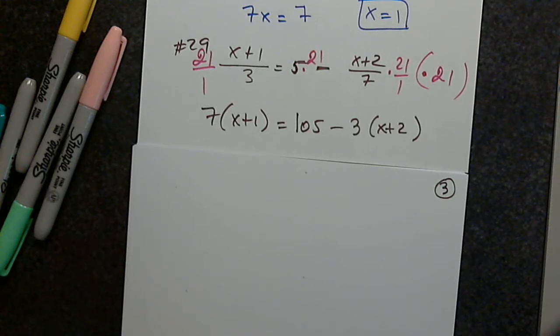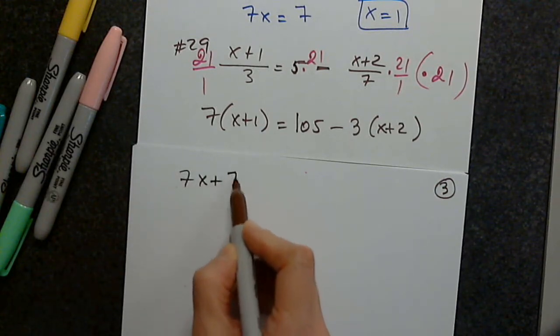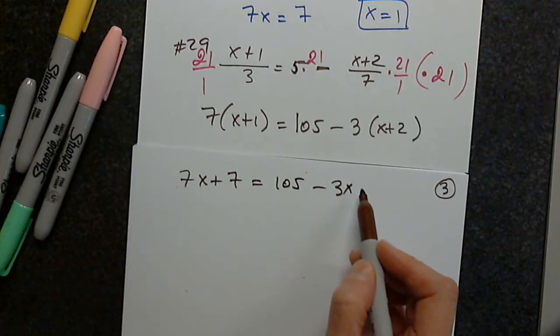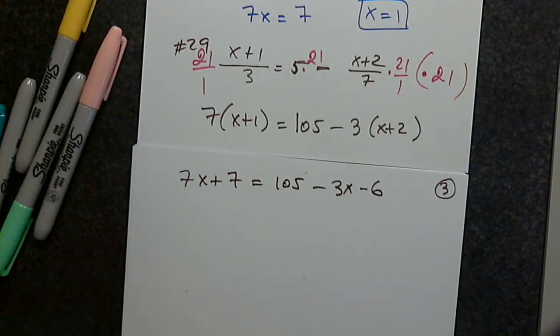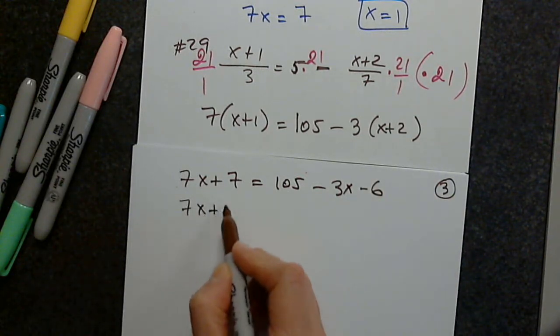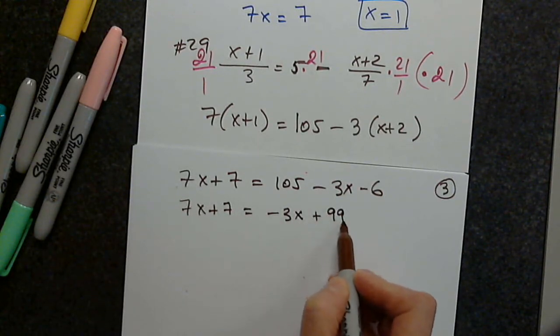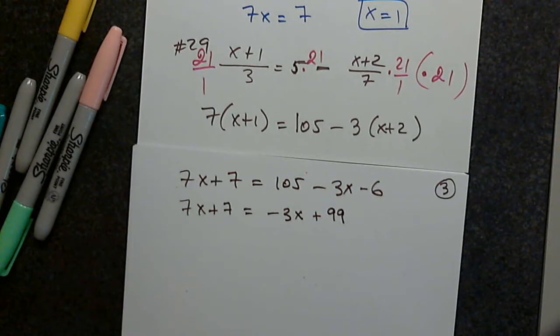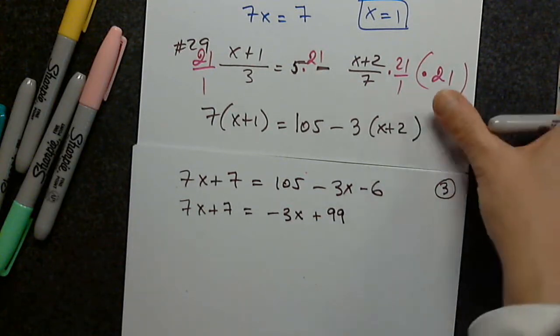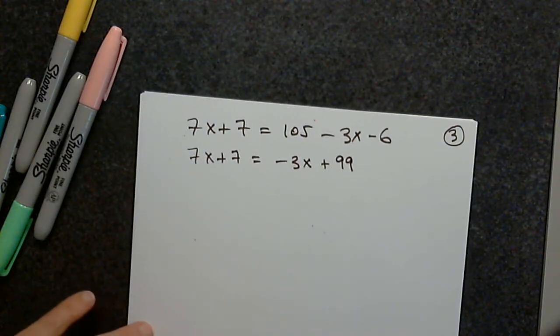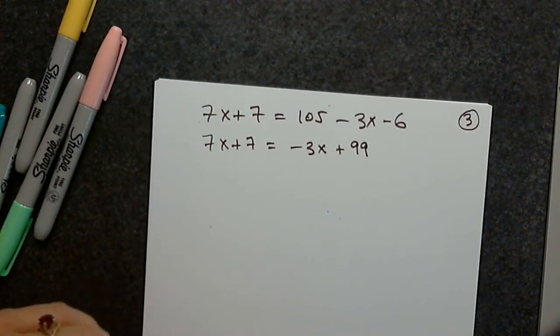Very good. 7x plus 7 equals 105 minus 3x plus 6. Careful. 3x minus 6. Awesome. So now we simplify both sides as much as possible. And the right-hand side is negative 3x and plus 105 minus 7 minus 6 is 99. And then minus 3x. Are we okay so far? Everyone?